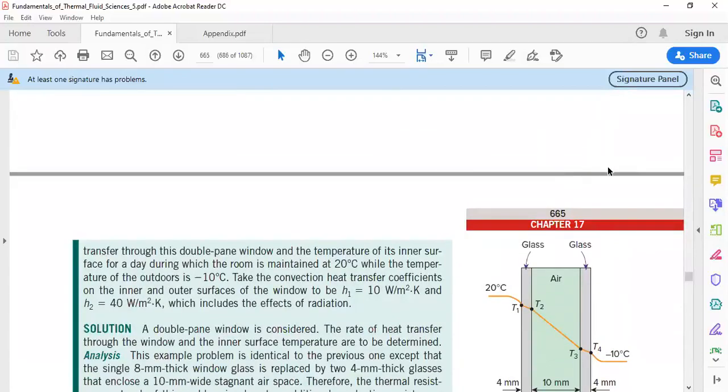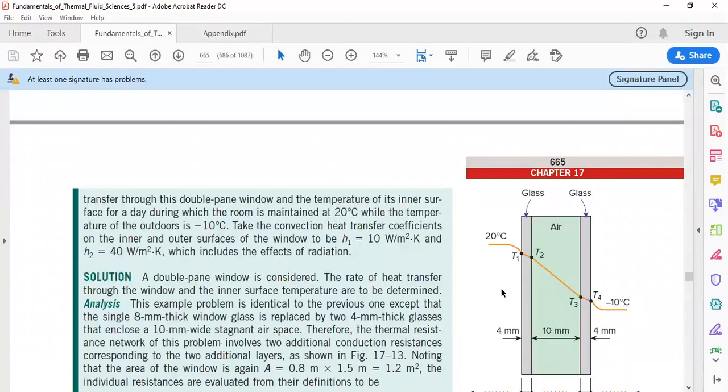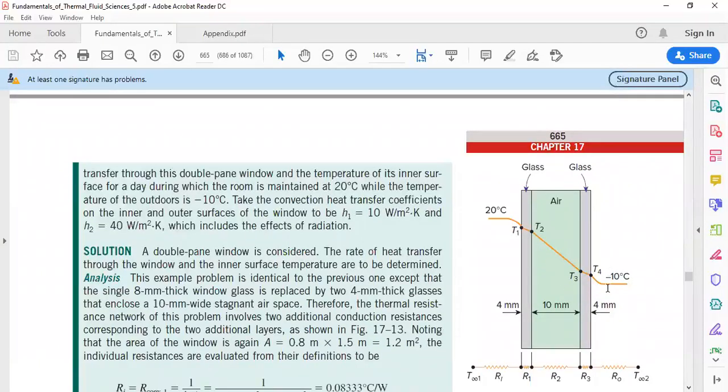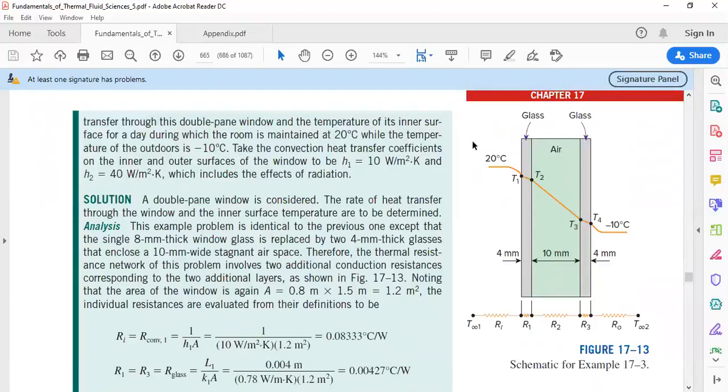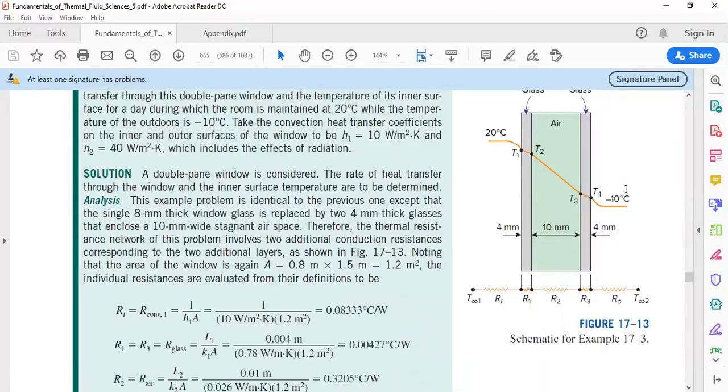Determine the steady rate of heat transfer, that means Q dot, through this double pane window, and the temperature of its inner surface, for a day during which the room is maintained. This is the room, the inside is maintained at 20 Celsius, while the outdoor temperature is minus 10 Celsius. Obviously, that's in the winter, during a winter day. Take the convection heat transfer coefficients of the inner to be 10 watt per meter square Kelvin, while for the outside, it's 40 watt per meter square Kelvin. This outside convection heat transfer coefficient includes the effects of radiation.